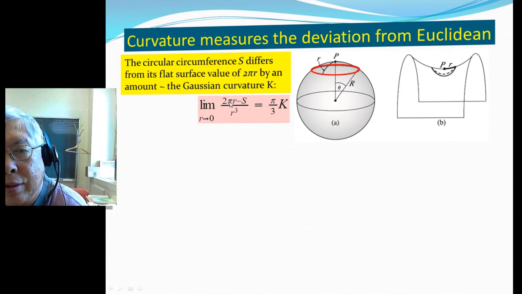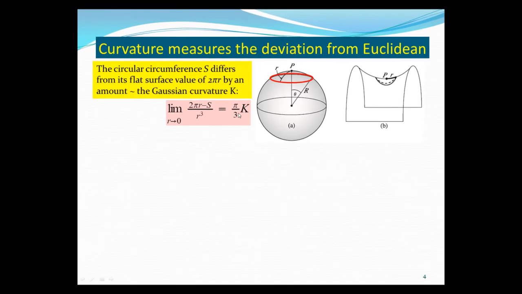It's not 2 pi r minus s equals 0, but rather it depends on the proportional curvature k, which is 1 over r squared, the radius. Therefore for the spherical surface, 2 pi r is larger than the circumference s. And for a saddle surface, it will be less.